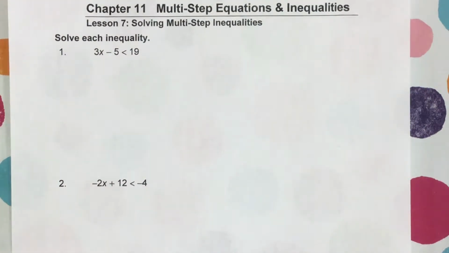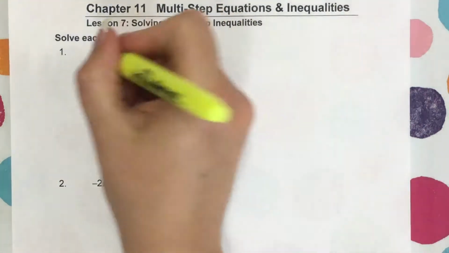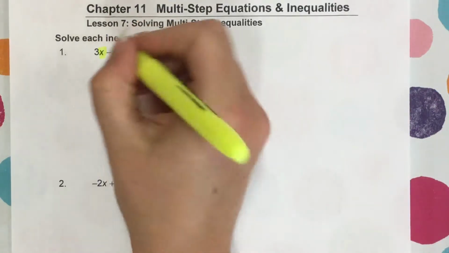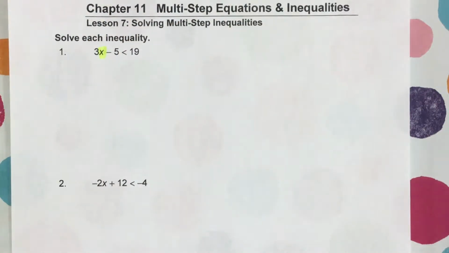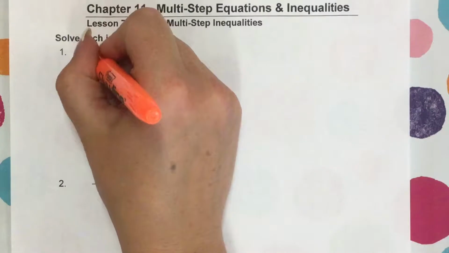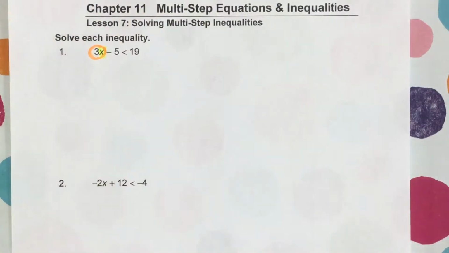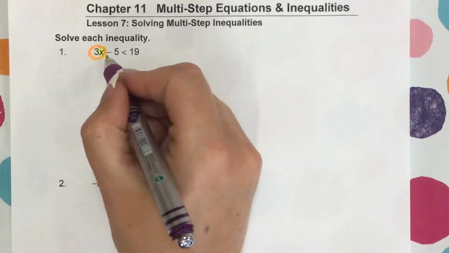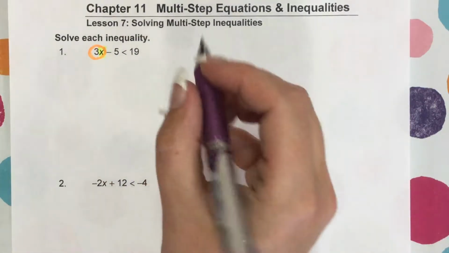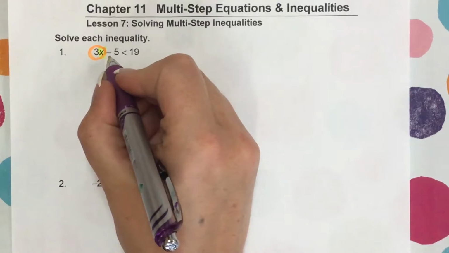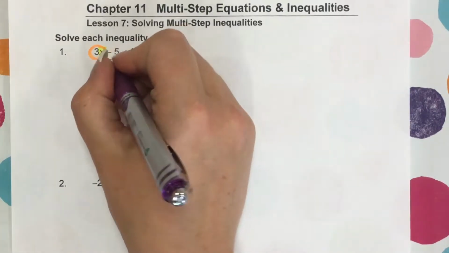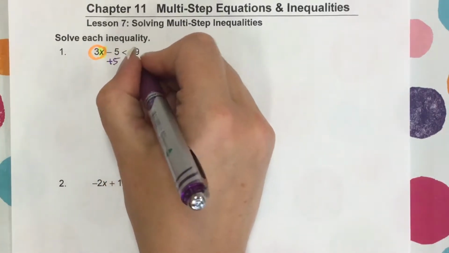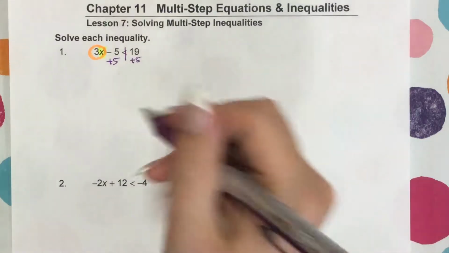All right, we are back. Let's go ahead and see how you did. So we're trying to isolate x and get x by itself. We know that we have to keep the 3x together until the very end. So we are going to have to get rid of this -5. We got 3x minus 5 is less than 19. So we have to do the inverse operation of subtracting, which would be addition. We're adding 5 to both sides of the inequality.